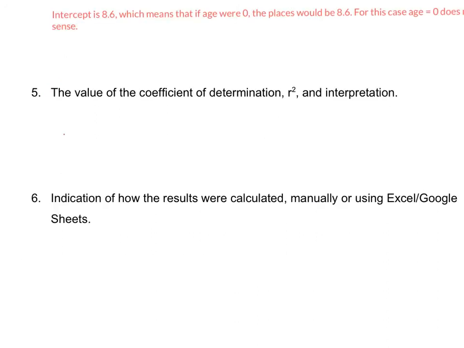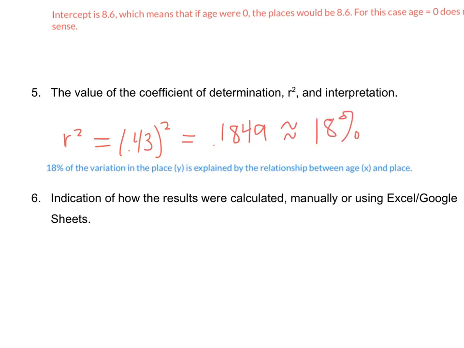Finally, r squared. R squared is the coefficient of determination, and we get that by squaring the correlation coefficient, which in this case is 0.43. Again, if you have a negative r, you want to make sure that you square the negative so it ends up being positive. So 0.43 squared, we get 0.1849, which we're going to round and make it a percentage, so that's 18%. The interpretation of r squared, the coefficient of determination, is that 18% of the variation in the place that we see in the results is explained by its relationship between age and place.